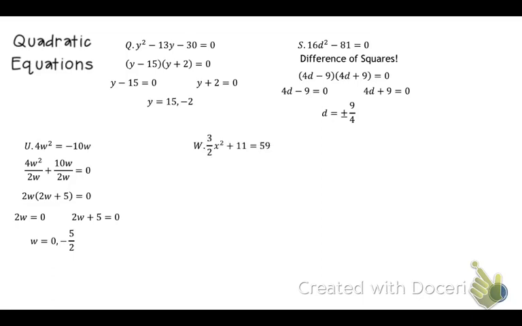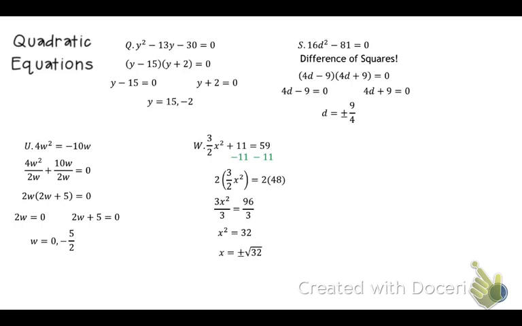Okay? This one, so 3/2 x squared plus 11 equals 59. Since I only have an x squared, I'm just going to move the 11 over. So I'm going to subtract 11. So you get 3/2 x squared equals 48. Get rid of that fraction, so I'm going to multiply both sides by 2. You're left with 3x squared equals 96. Divide by 3, so x squared equals 32.